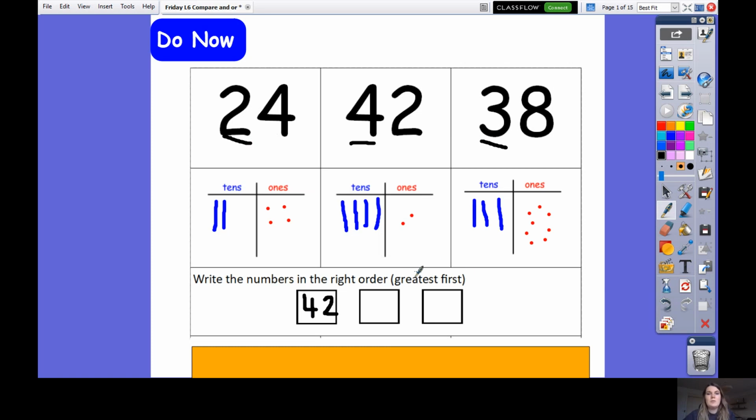Okay, great. Should we put in the smallest number then? So what is our smallest number? 24. Well done. How do we know 24 is our smallest number? Because again, you looked at the tens and it only had 2 tens. Very good. Which means our middle number is what? 38. Very good. Did we need to look at the ones that time? No, we didn't. Very good.